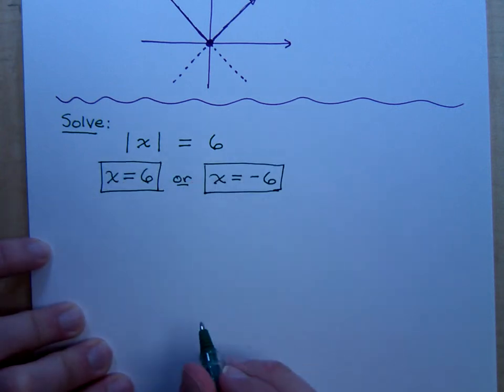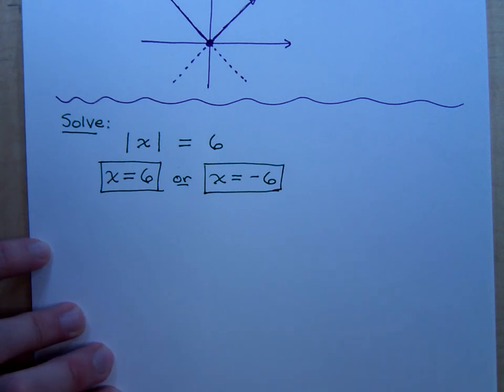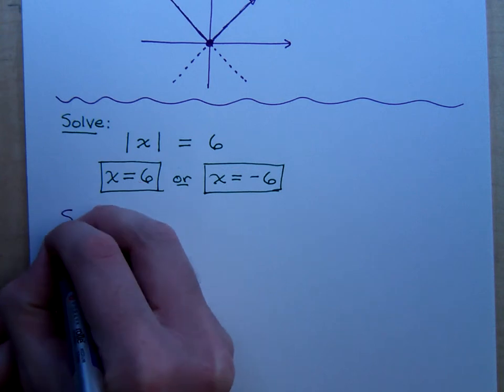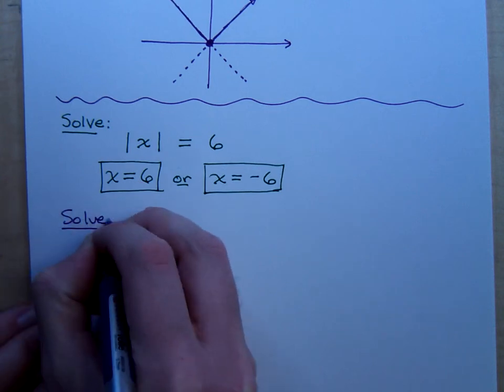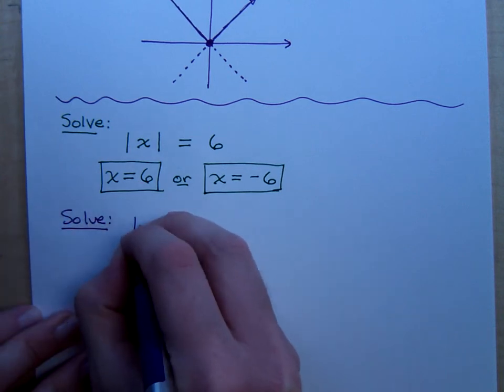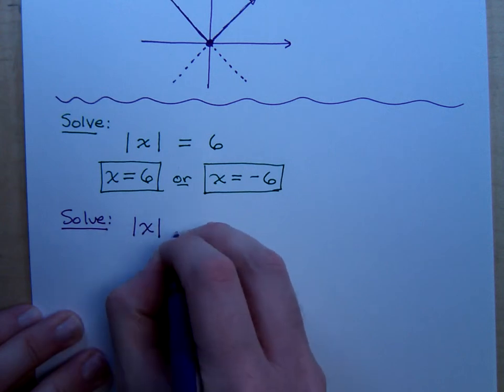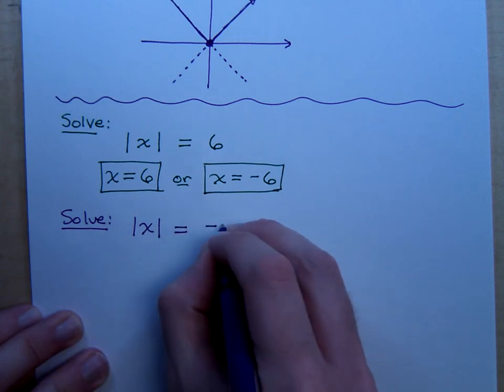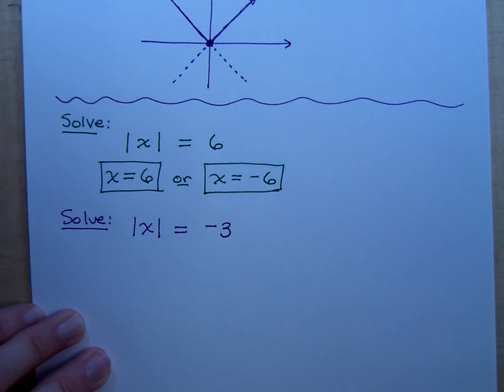Well, this is really the simplest guy that we could even talk about. But I want you to consider the next guy. What if I say the absolute value of x, I want you to solve the absolute value of x is equal to negative 3.